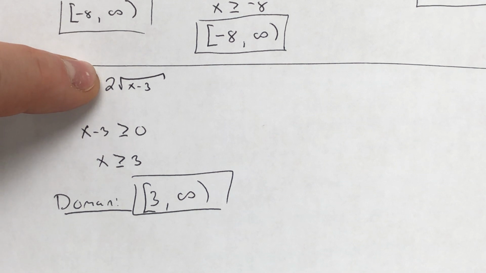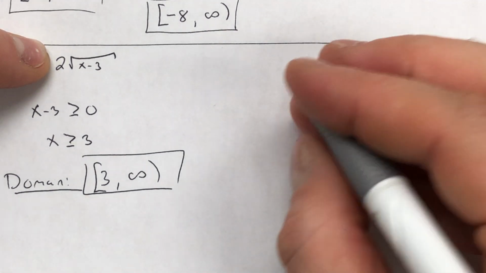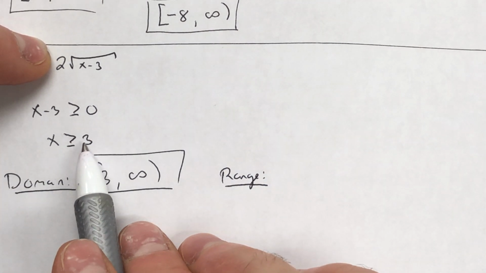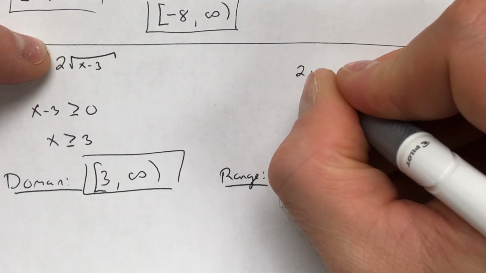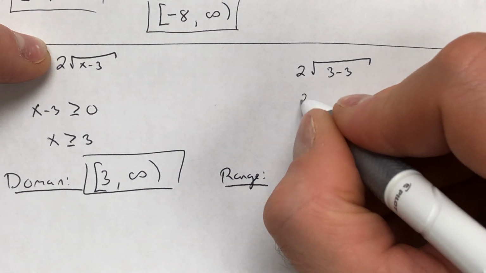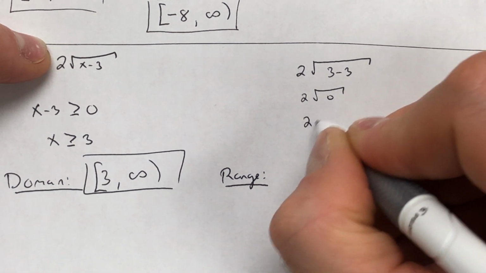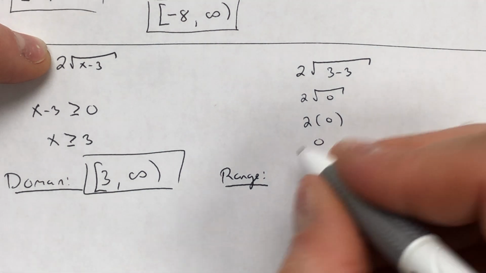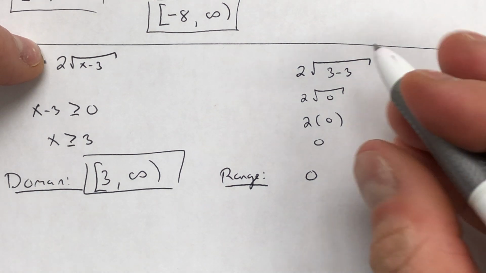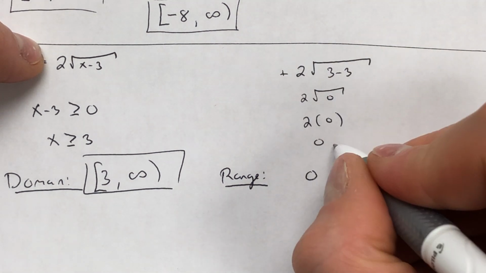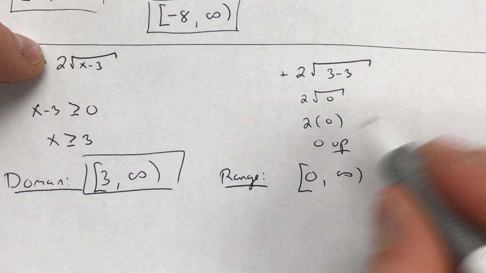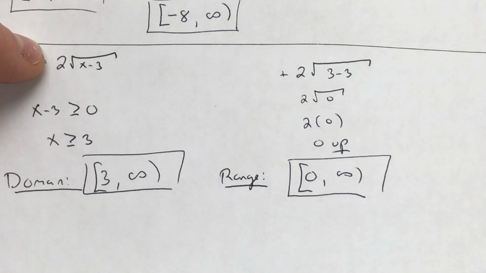The next thing we're going to do is note that there is a positive 2. So for my range, I'm going to plug in that limit of 3 and say, okay, 2 root of 3 minus 3. Well, 3 minus 3 is 0, so 2 root 0, square root of 0 is 0. I know my range is going to be either 0 up or 0 down, depending on the sign. Because that is a positive, I know this is 0 up. So from 0 to infinity. Perfect.